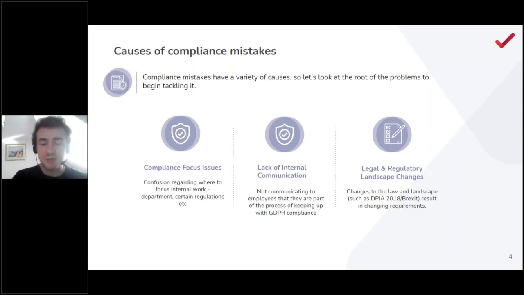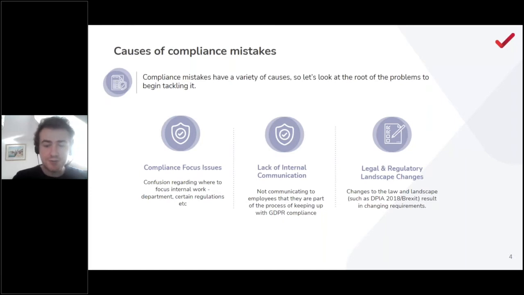But if you can get all departments and employees to keep data protection in the back of their mind, then your organization will be in a much better place generally. And then finally, and very appropriately for 2021, there are legal and regulatory landscape changes. Of course, you're thinking of Brexit, but outside of that, we have various decisions from the EU courts. Think of the Schrems rulings that invalidated the Privacy Shield, as an example. They have a real practical impact on how your organization should approach data protection and data flows.